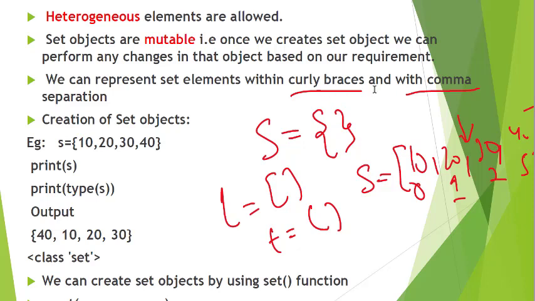We need curly braces and commas like this one: 10, 20, 30, 40, 50. This is a set. If we say type of S, it's going to tell us it's a set. Or we can use the set function to create the set. So for the list, we have square brackets. For the tuple, we have parentheses, but these are optional. For the set and list, we surely need curly braces for the set and square brackets for the list. But for the tuple, parentheses are optional.